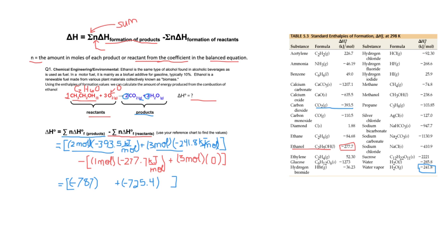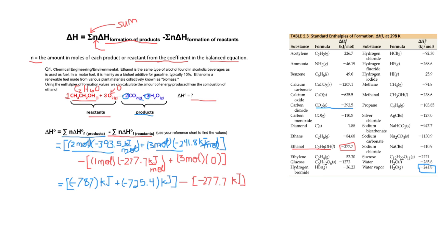My units will be just kilojoules because I'm going to cancel out the moles on the bottom and the top because I have 2 moles multiplied by kilojoules per mole. So I'll just be left with kilojoules. And the same for the second term. The moles cancel out, and I will be left with kilojoules. And then we can subtract our reactants, which are in red.